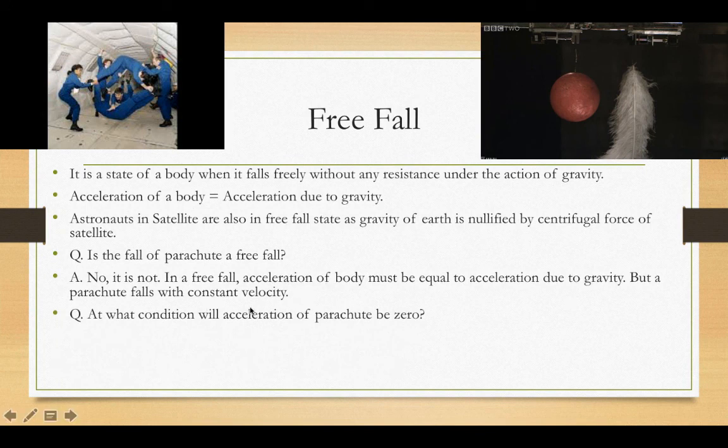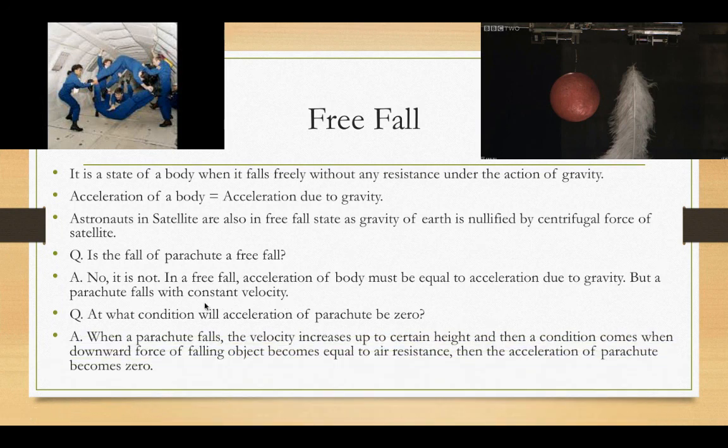At what condition will the acceleration of a parachute be zero? Acceleration means the rate of change of velocity. So when velocity does not change, acceleration becomes zero. We already said here that after a certain time, the parachute will start falling at constant velocity, meaning the same velocity. At that time its acceleration becomes zero. So the answer is, when a parachute falls, at first the velocity will be more. But after some time, because of air resistance, the acceleration of the parachute becomes zero because it falls with the same velocity.